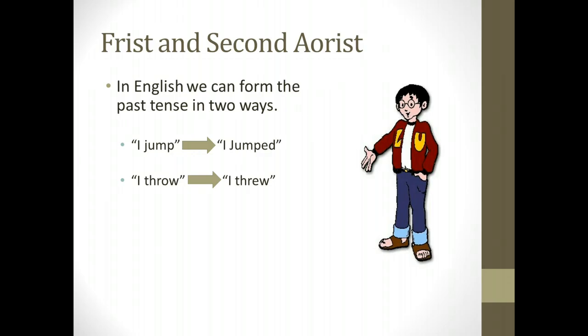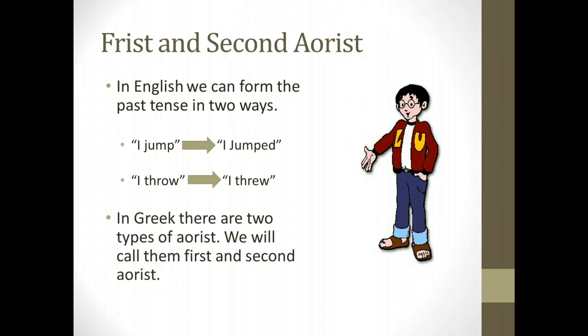A simple change in the spelling of the word helps us to convey that we're talking about action that happened in the past. In Greek, there are two types of aorist. We will call them first and second aorist. And just as you've just seen above in English, sometimes we can just simply add something to make it past tense, and sometimes we can simply change the spelling in order to communicate past tense. The same thing is going to happen for us in the aorist tense.